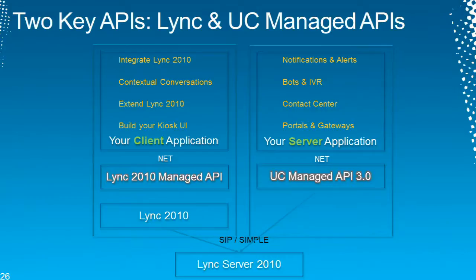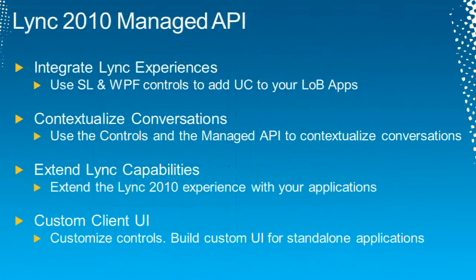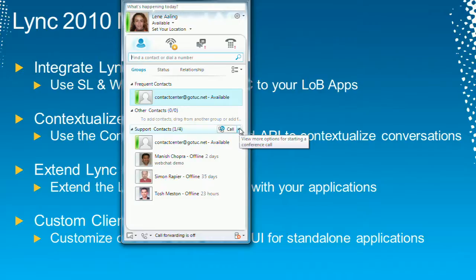So when we are talking about developing against the Link 2010 managed API, there are essentially 4 things you can do with it. The first is you can take a look at the Link client and puzzle it apart into all kinds of UI controls. For each of those UI elements, for example, if I pull up Link, here we've got what we call my status, or my presence area. This is everything that I have. This is a UI element.